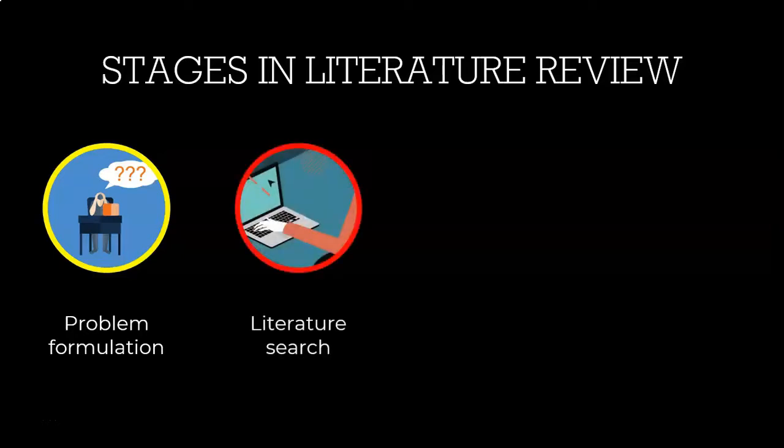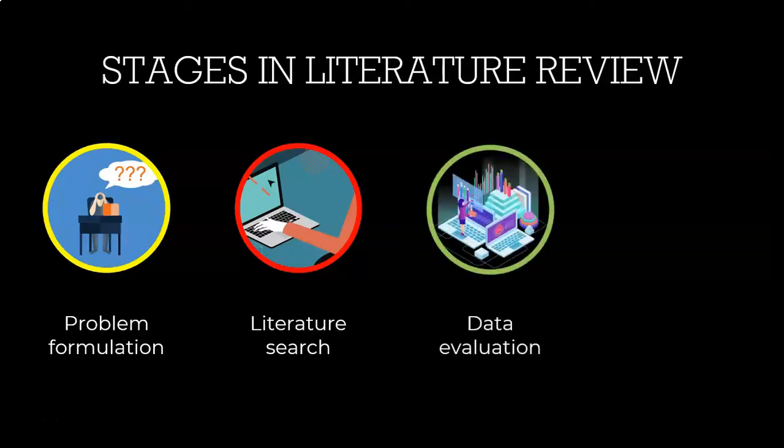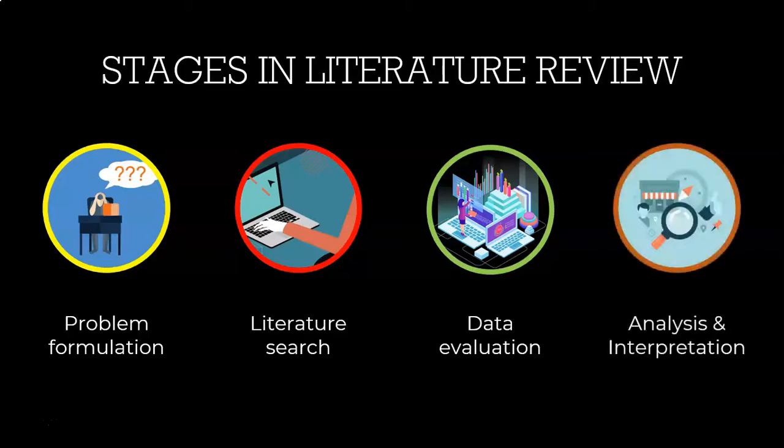Similar to primary research, development of the literature review requires four stages. The first one, problem formulation. Which topic or field is being examined and what are its component issues? The second one, literature search. Finding materials relevant to the subject being explored. The third one, data evaluation. Determining which literature makes a significant contribution to the understanding of the topic. And the last one, analysis and interpretation. Discussing the findings and conclusions of pertinent literature.